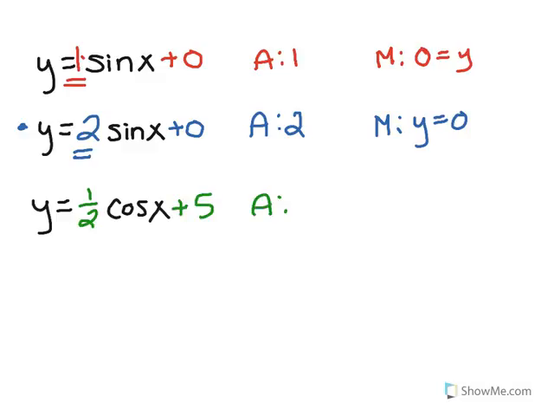So let's try to determine our amplitude and our midline. I'm going to do the y equals right now so I don't forget. So the amplitude, once again, is the coefficient of my trig function, which is 1/2. And my midline is going to be the number that's all the way out to the end, either added or subtracted. If it's added, then my midline is positive. If this is subtraction, then it's negative.